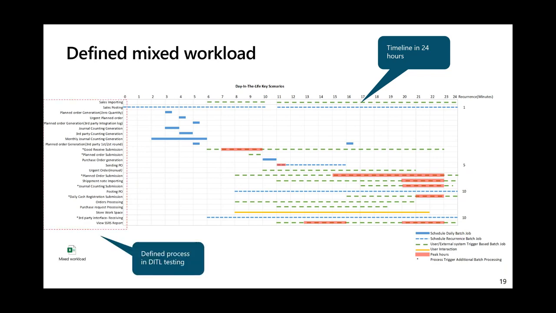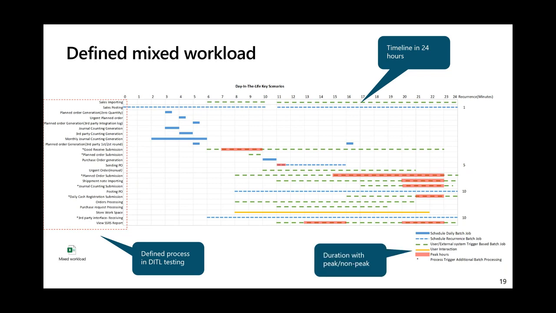And then on the left-hand side, I have defined the processes. There are sales imports during the night, and there is journal counting happening at midnight. And then you can see most of the scenarios happen in the daytime during office hours in the business operation. So I have listed out all the scenarios and processes on the left-hand side.